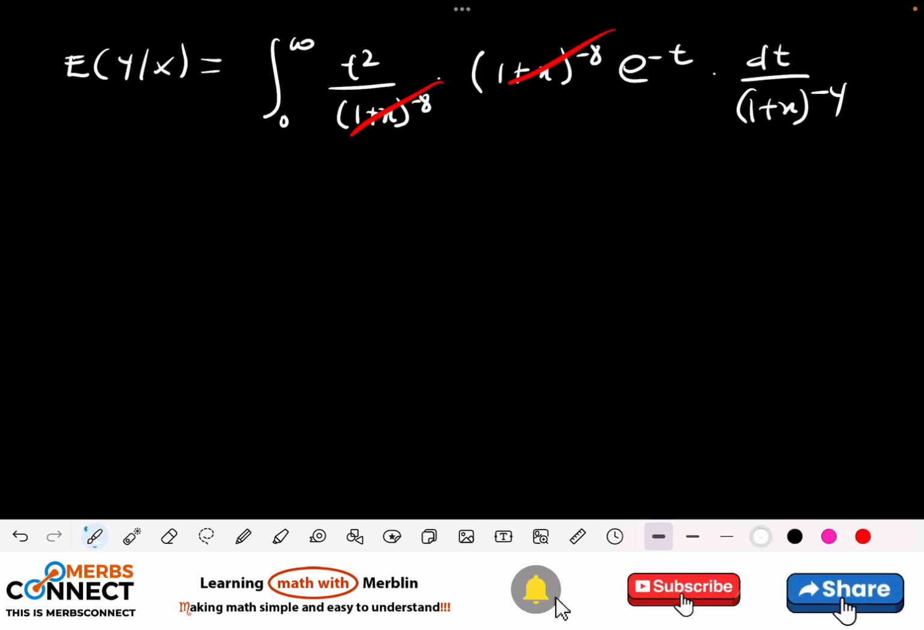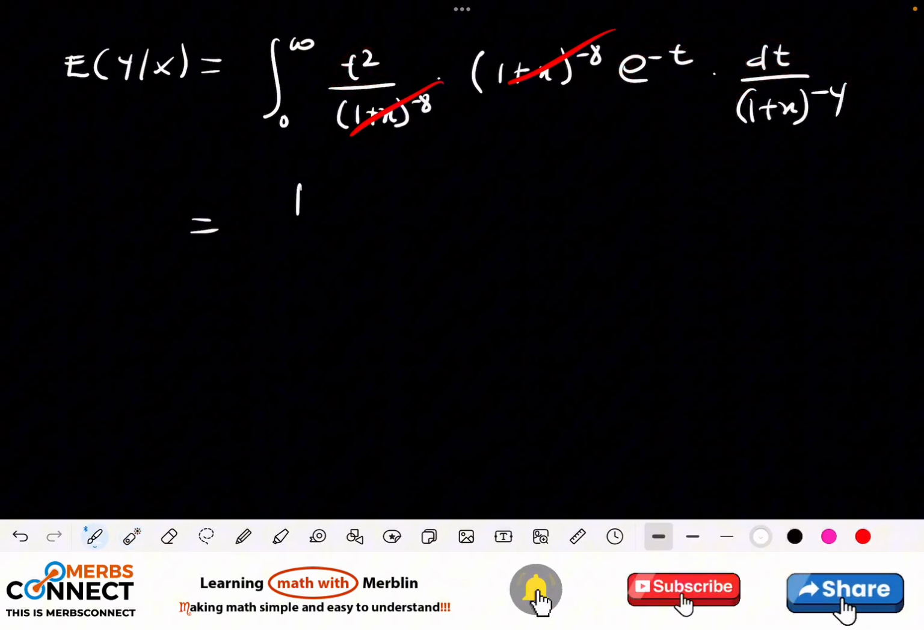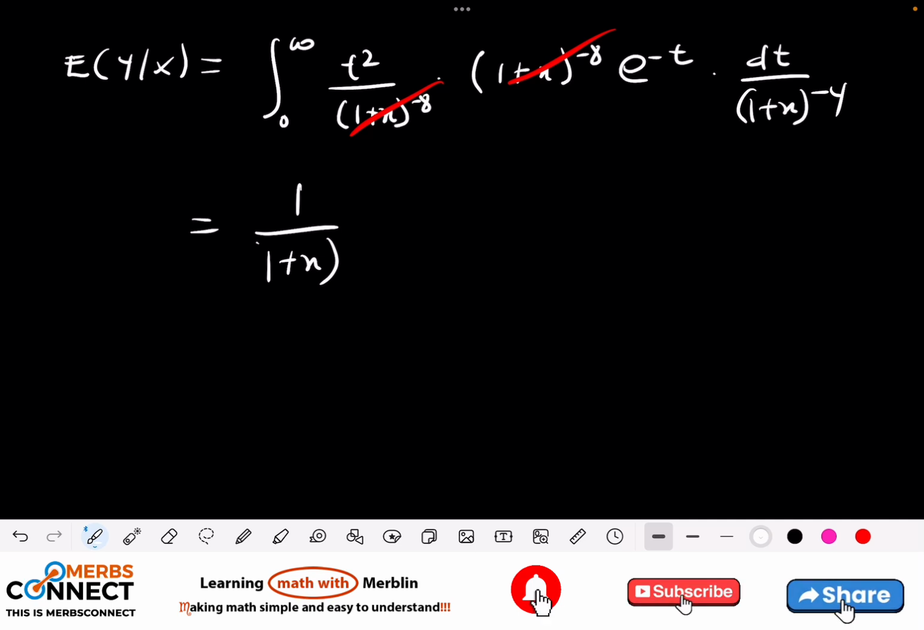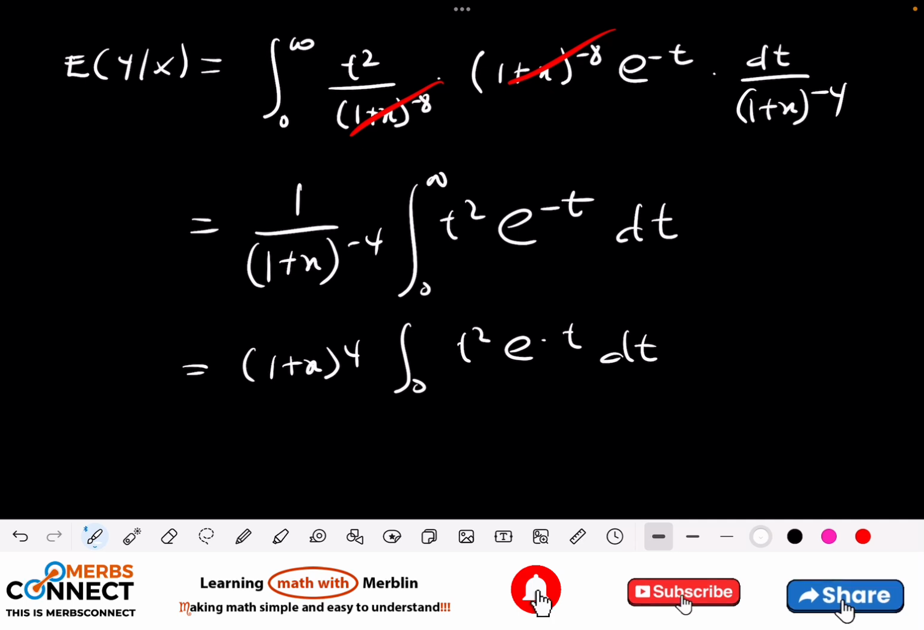So since the function now is in terms of t, this is a constant one, so I can factor 1 plus x to the power 4 out. And this one was going to be t squared e to the power minus t dt. This is supposed to be minus 4. I can write it as 1 plus x to the power 4, from 0 to infinity, t squared e to the power minus t dt.